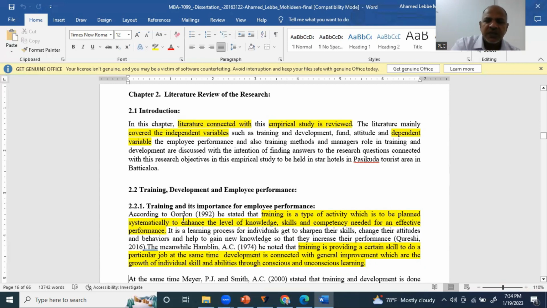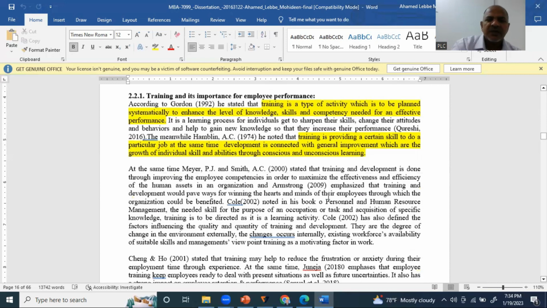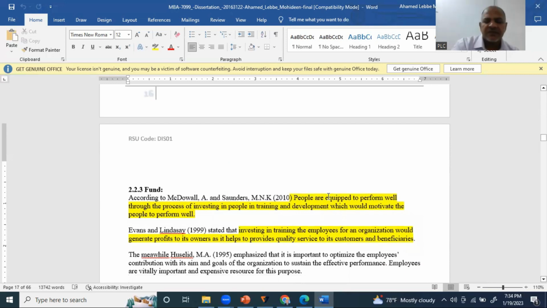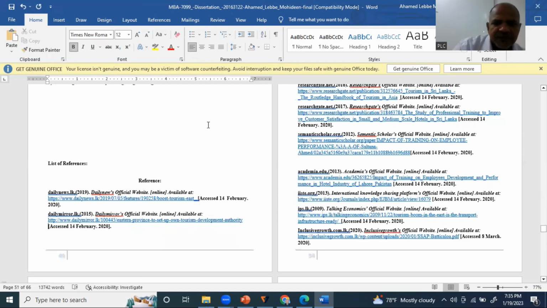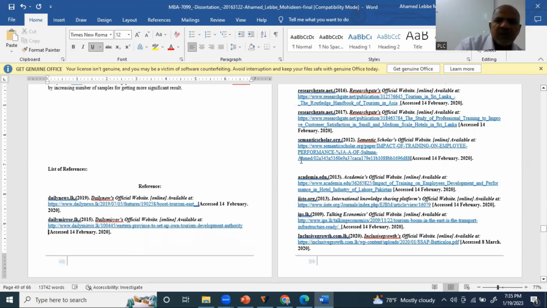According to Gordon, the guide stated, training is a type of activity which is to be planned systematically to enhance the level of knowledge, skills and competency needed. Where did I get this? I got this from the literature, and I have given the references. If I quote anything, any information I put in my writing, I have to support it with references.